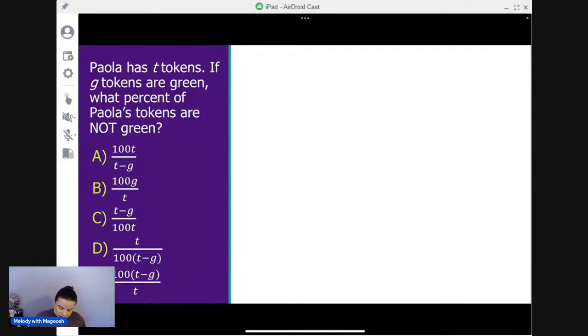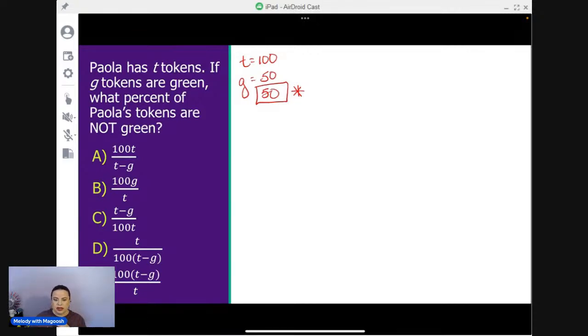All right, so if T equals 100, Paula has 100 tokens and half of them, or 50, are green. The answer to our question, what percent of Paula's tokens are not green, is going to be 50%. That's the answer. That's the number against which we test our answer choices.